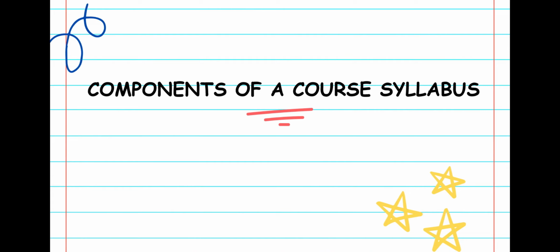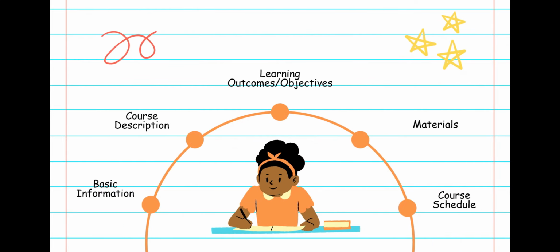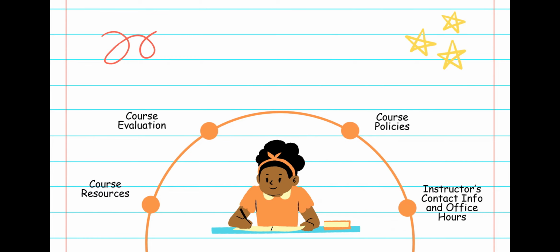Alright, now let's go to the components of a course syllabus. This is according to Davis 2004. So we have the basic information, course description, learning outcomes or objectives, materials, course schedule, course resources, course evaluation, course policies, and instructors' contact information and office hours.